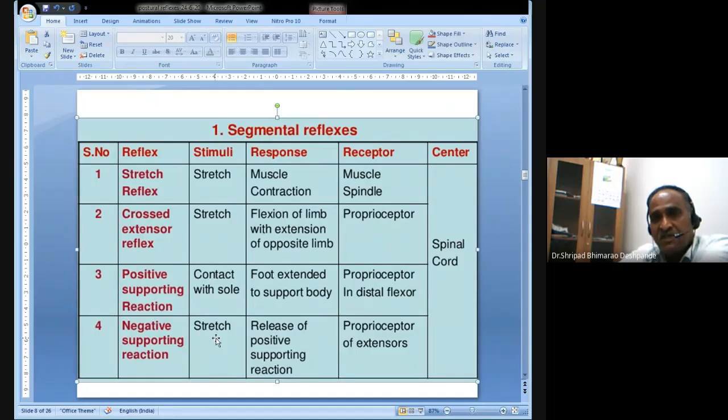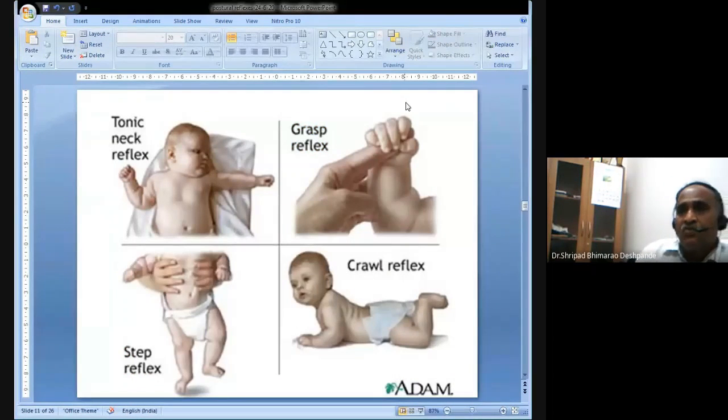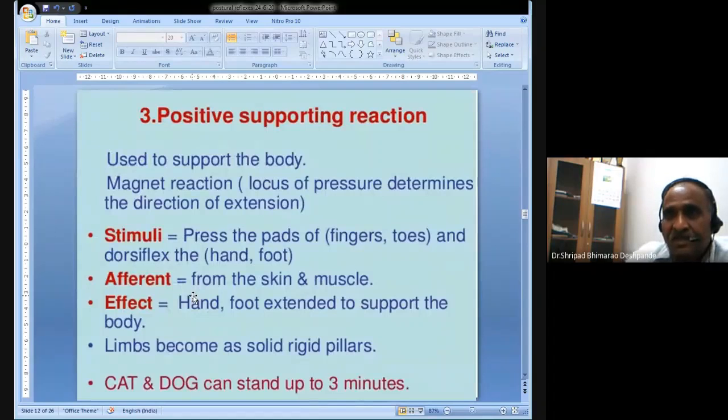In the case of the stretch reflex, there will be a negative supporting reaction. This is because of the proprioceptors of the extensor, and that would take away support, giving away. Now let us see the positive support reaction. Just see what's happening here. Trying to hold, and touching the edge here, it becomes rigid. This is the positive support reaction. This positive supporting reaction is also known as the magnet reaction.